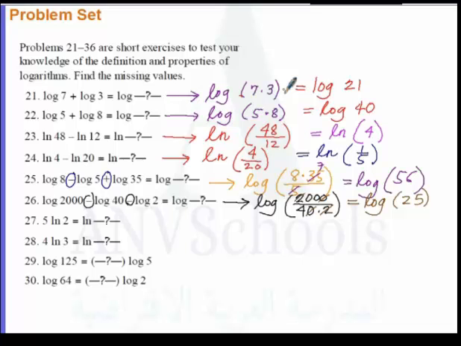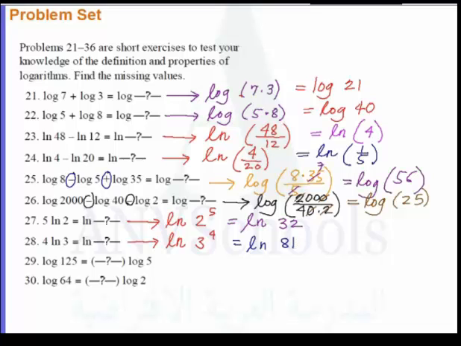Okay, number 27, 5 ln of 2. This is a property indicating the power rule. So this should be ln of 2 raised to the power 5. And in other words, this will give you ln of 32. Okay, what about number 28? Number 28 is similar. So this will give me ln of 3 raised to 4. And that actually gives me a value which is equal to ln of 81.